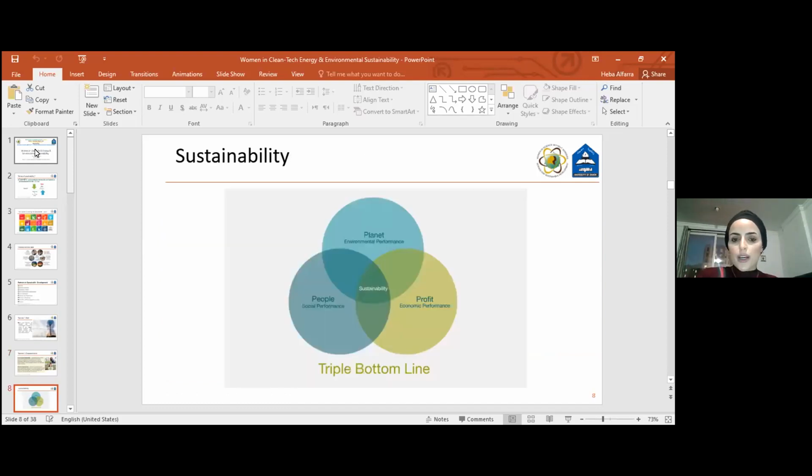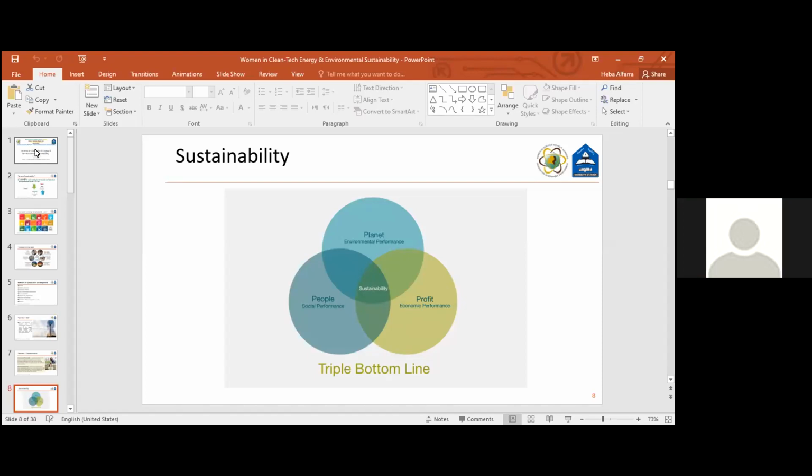Back to sustainability first, there is a three bottom line. There are three main pieces for sustainability. In sustainability, we are always focusing on the first part, which is that we don't have another planet. We have only one planet, our Earth. So our Earth's environmental performance: how it looks through human activities and the environment itself.